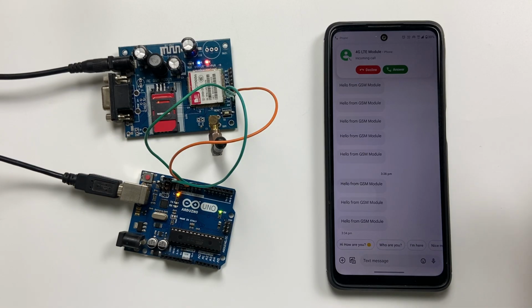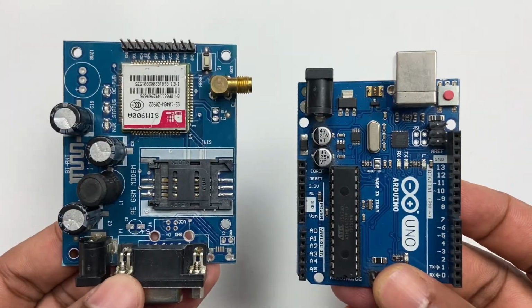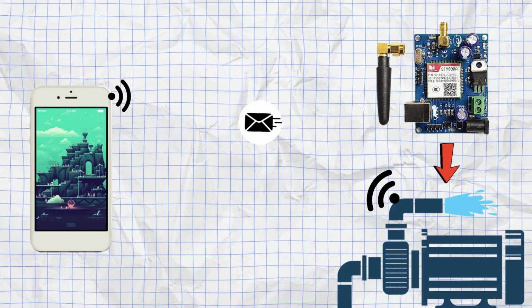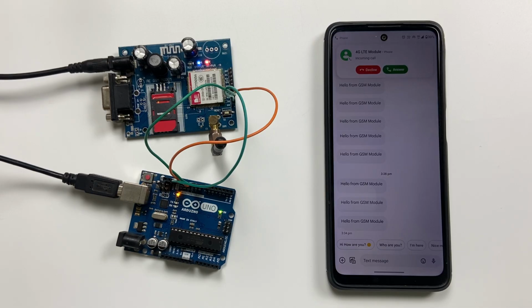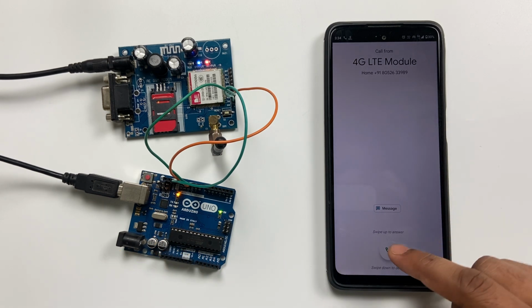Today, we're diving into an exciting DIY project where we'll use an Arduino and a GSM module to control a motor and send SMS notifications based on incoming calls. This project is perfect for anyone looking to integrate basic automation and telecommunication into their DIY projects.